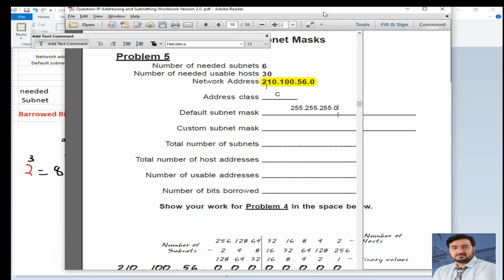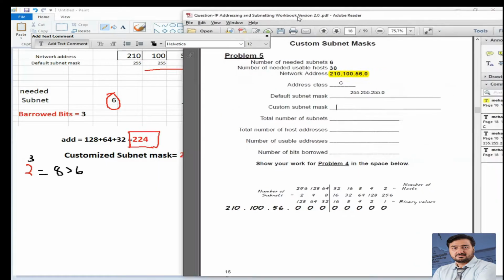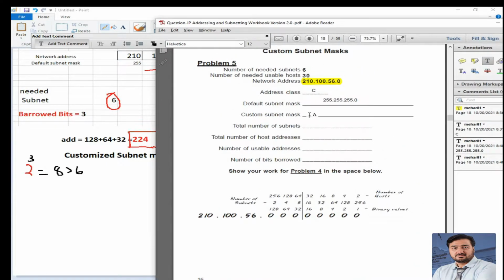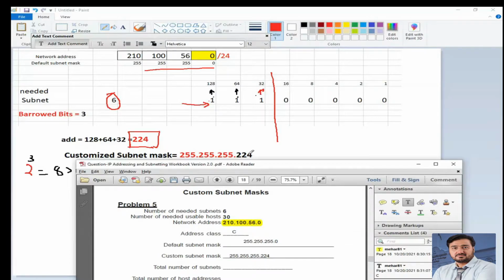Now you need to tell me: what is the default, and what is the customized subnet mask? Okay, this is the problem. So what is our customized subnet mask? 255.255.255.224. Yes, this is our customized subnet mask, 224. Clear?